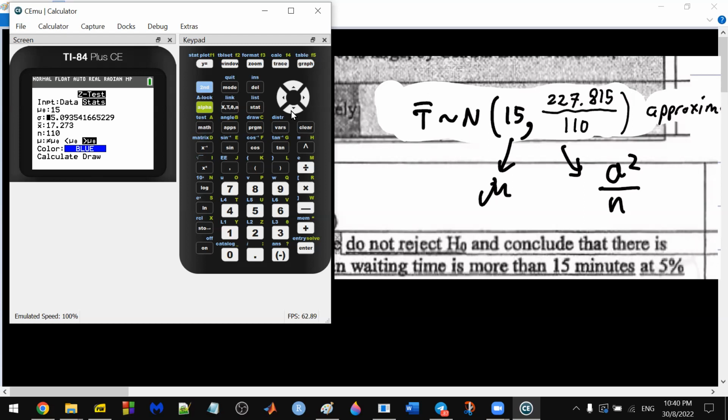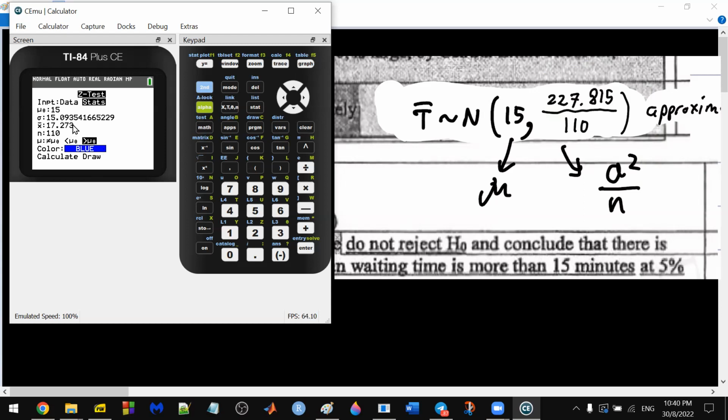What is this value actually? It is just the square root of the numerators. Because if you look over here, 227.815, it is the same as our sigma square. So to find sigma, you just take the square root of that. 227.815. Let me just demonstrate it live in case you don't believe. Enter. Okay, 15.093 something something.